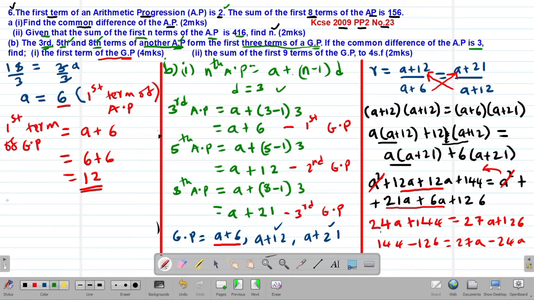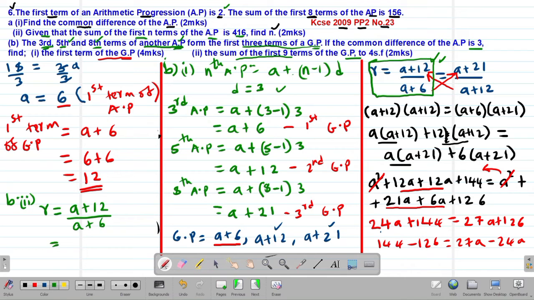So in Roman 2, this is B Roman 2, they want us to find the sum of the first 9 terms of this particular GP. To find the sum, of course, we have two formulas. To determine the formula, we must know the common ratio first before we identify the formula to be used. The common ratio was given by this equation here. So let me use this first part to find my common ratio of the GP. It was A plus 12, divided by A plus 6.